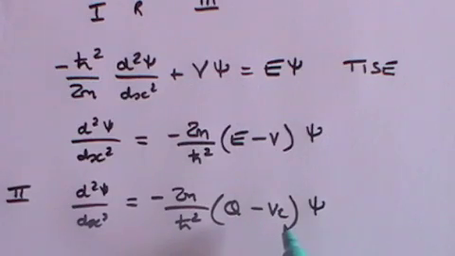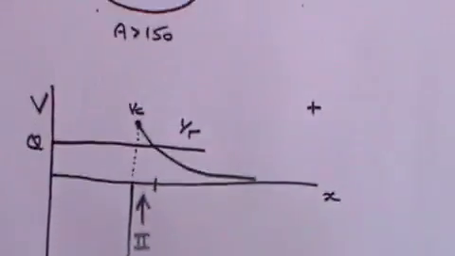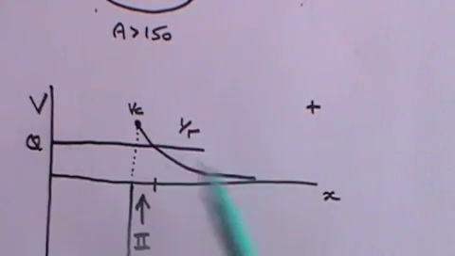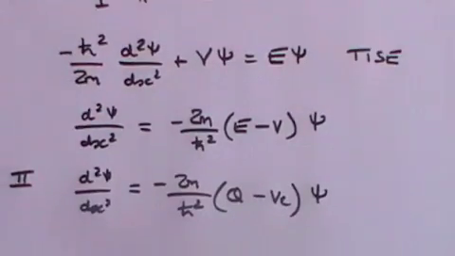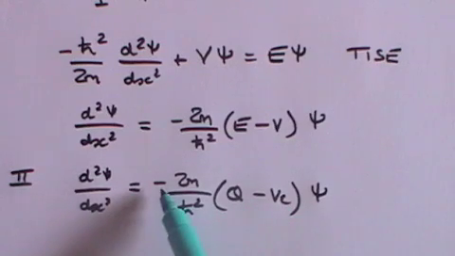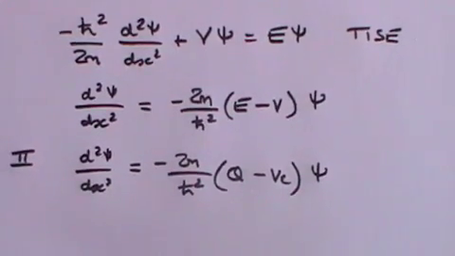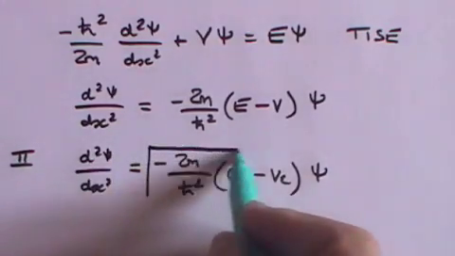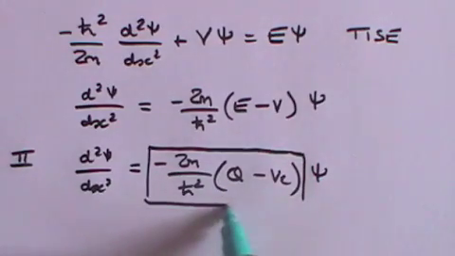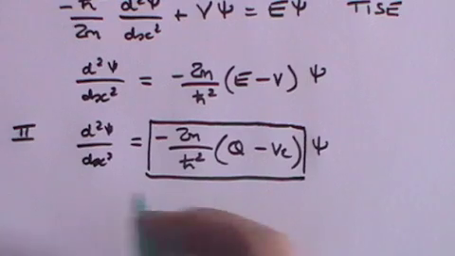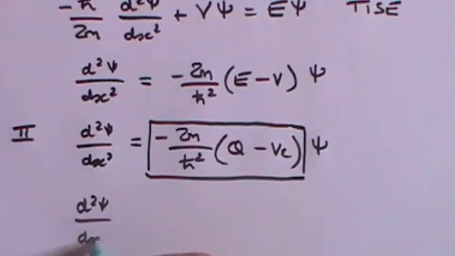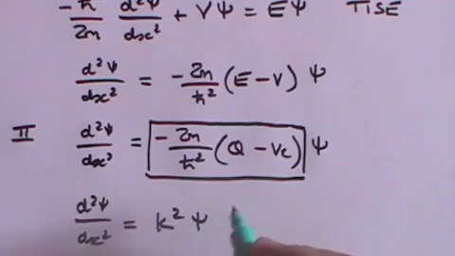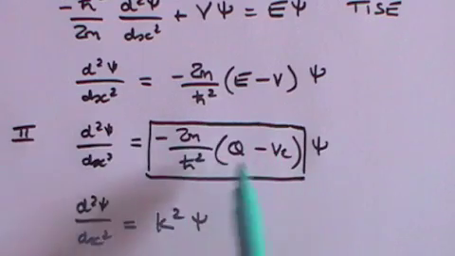Now Q minus Vc is always going to be a negative term because Q is less than Vc. That's the whole point. If Q were greater than Vc, there wouldn't be a problem. You could get out. But if Q is less than Vc, then you can't get out. So that's a negative term. And if Q minus Vc is a negative term, then that minus sign there will make the whole term positive. And that means you can write that d2 psi by dx squared is equal to k squared psi, where k squared is this entire term here.